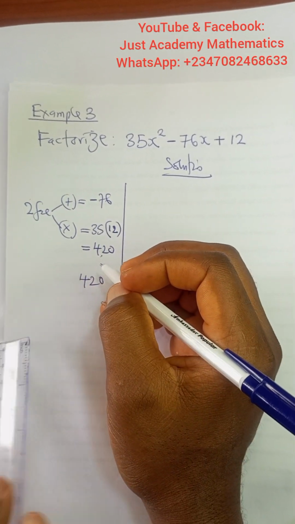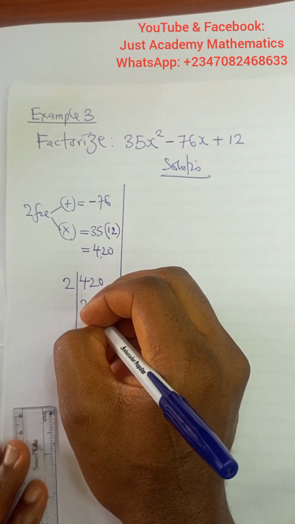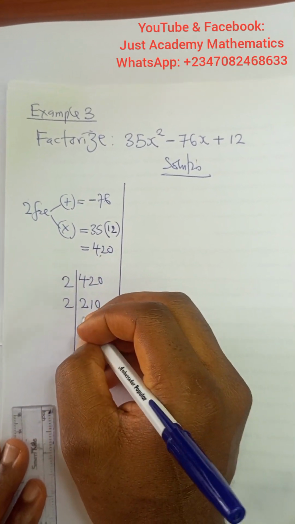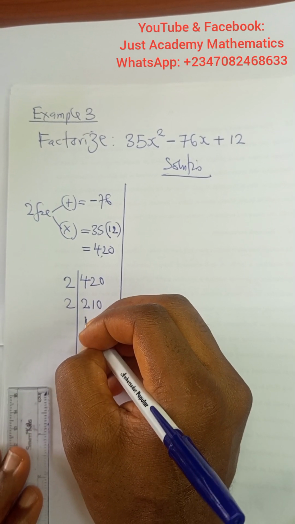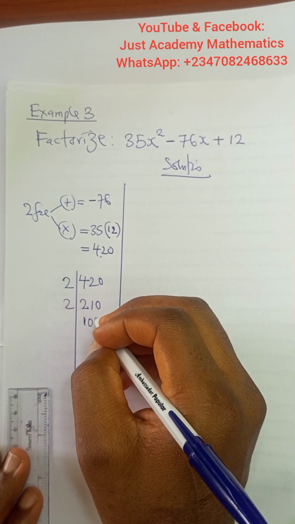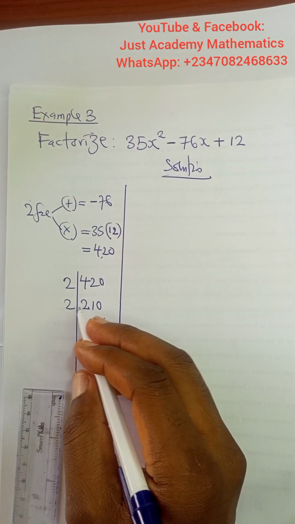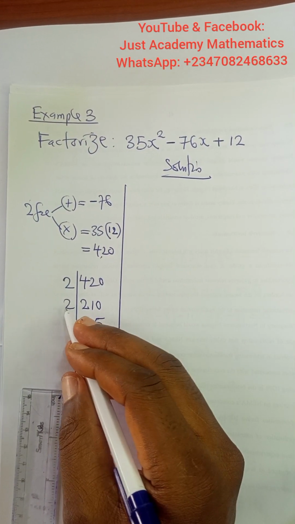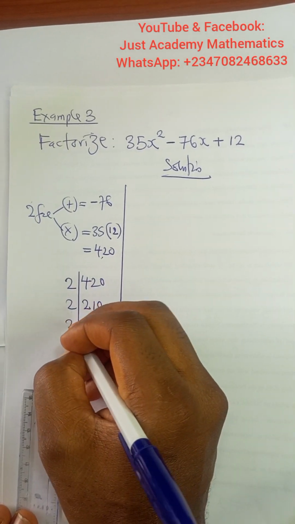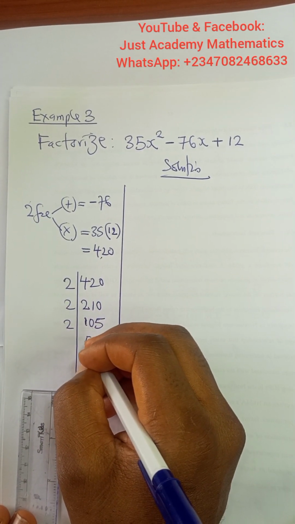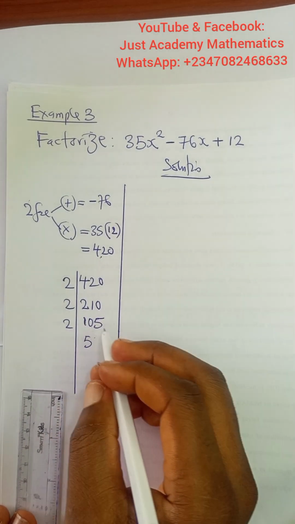Express 420 as a product of prime factors. Now, 2 will go here, you have 4, 2, and 0. 2 into 4 is 2, 2 into 2 is 1, 2 into 0, remember 1. Into 10, 5. Sorry, 2 cannot go again.